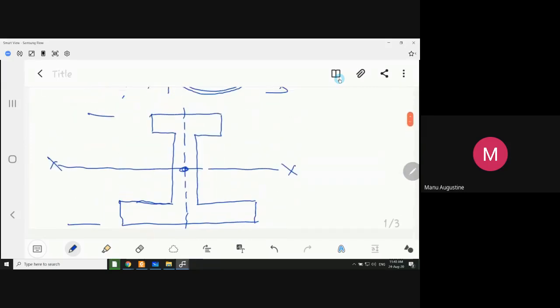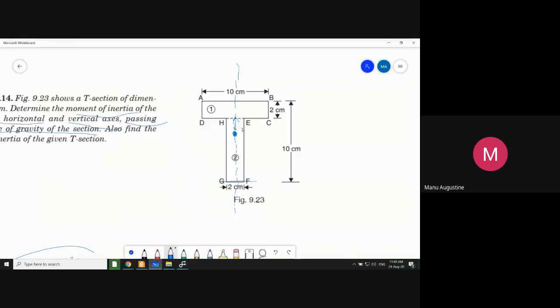इस केस में अगर मेरा I सेक्शन ऐसा है तो ये xx मेरा सेंट्रोइडल एक्सिस तो नहीं हो सकता, लेकिन yy जो है ये जरूर सेंट्रोइडल होगा। ठीक है, अब अगर मैं अपने T सेक्शन पर वापस आऊं, again I will say that this axis yy is my centroidal axis, but what about the centroidal x axis?